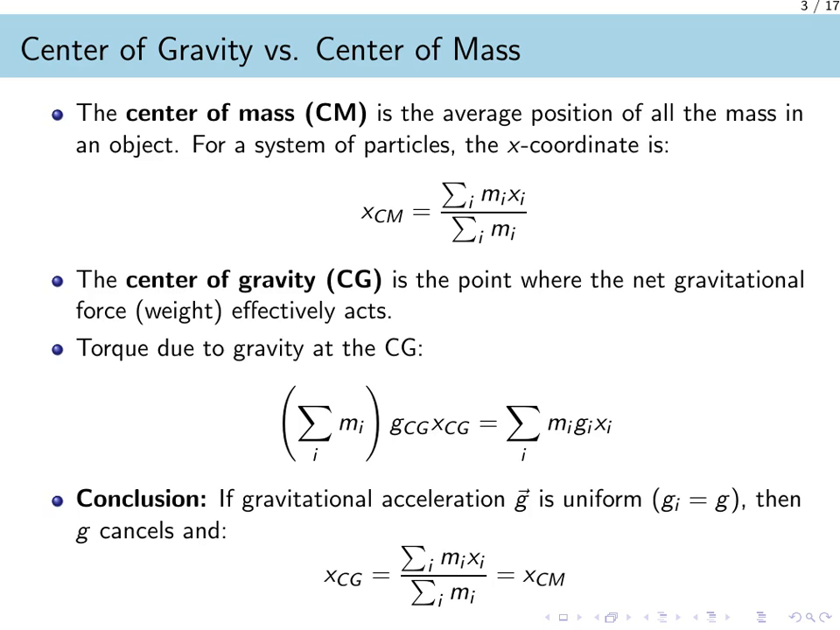If we assume the gravitational acceleration, g, is uniform everywhere on the object, then g is a constant that cancels out from both sides of the torque equations. This simplification makes the formula for the center of gravity's position identical to the formula for the center of mass. Therefore, when gravity is uniform, the center of gravity and the center of mass are the same point.